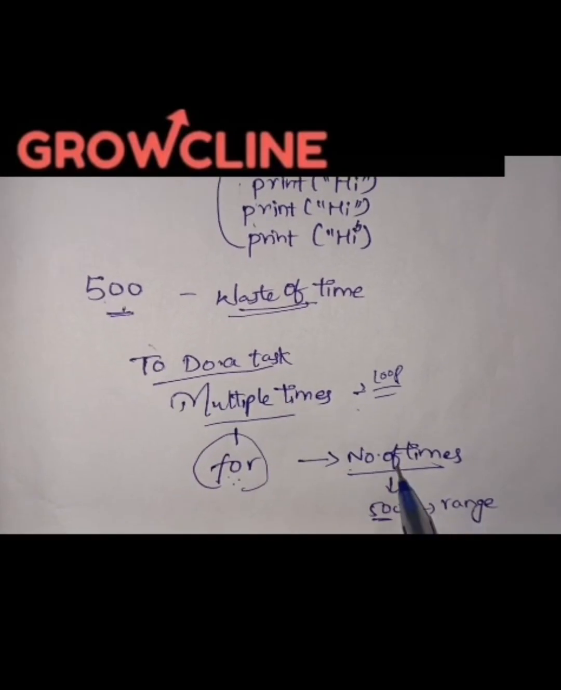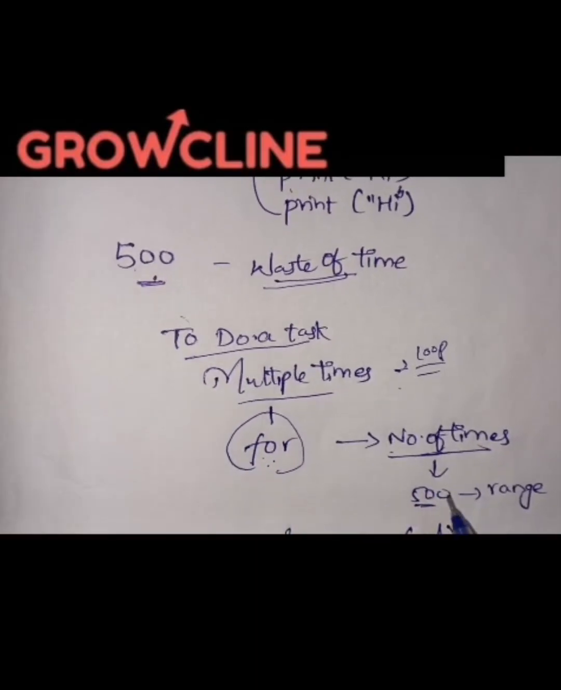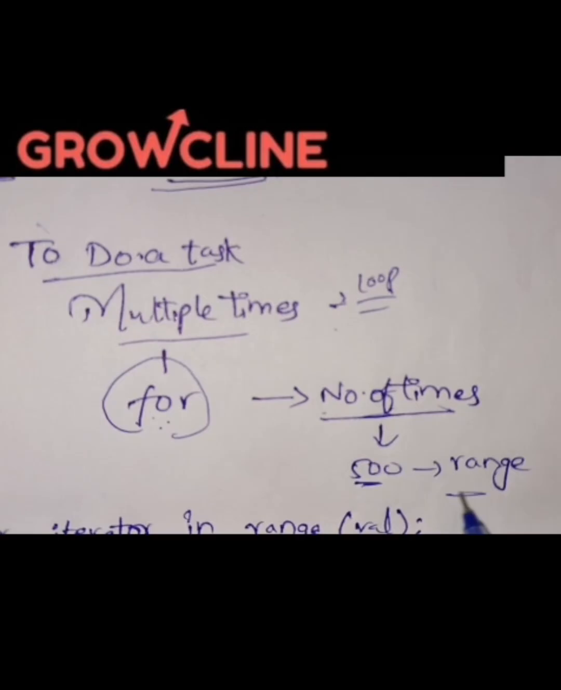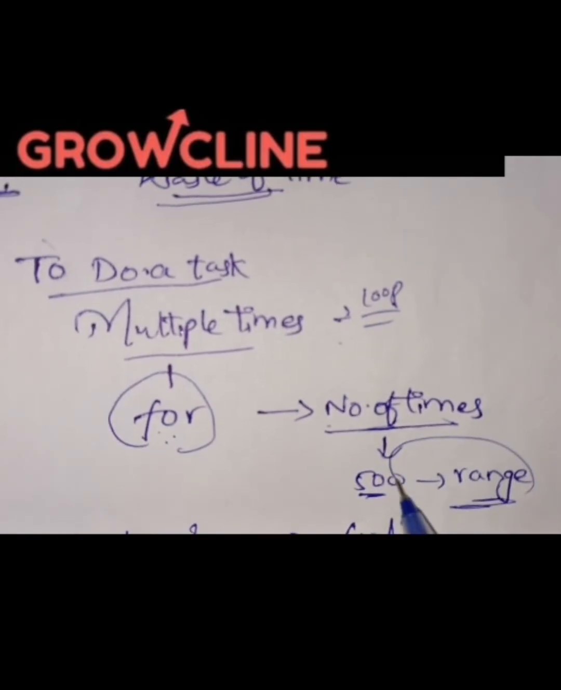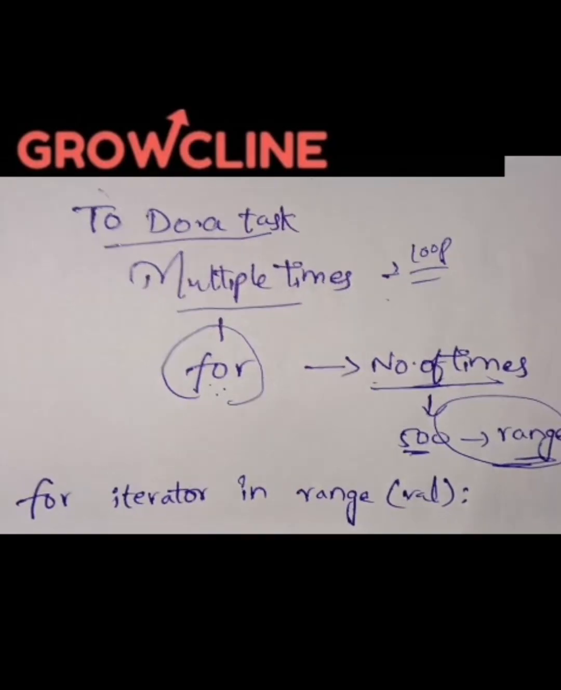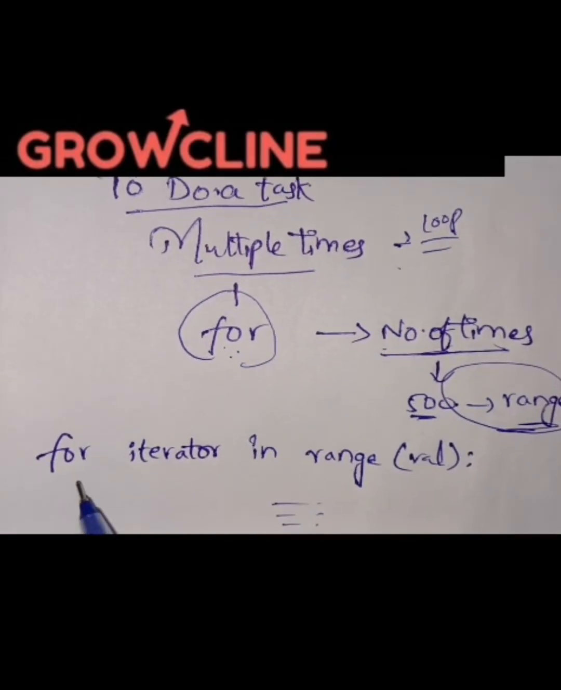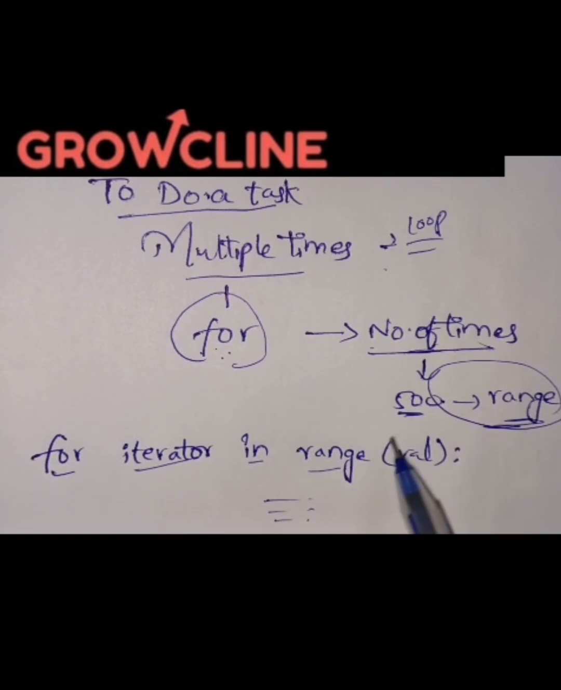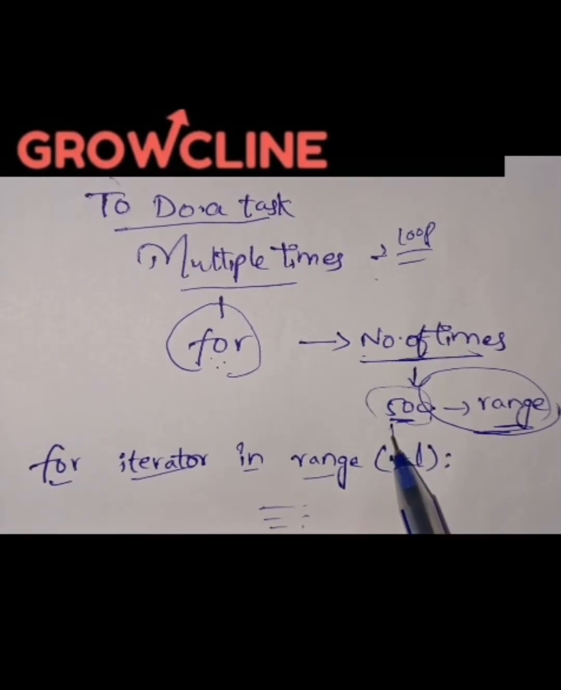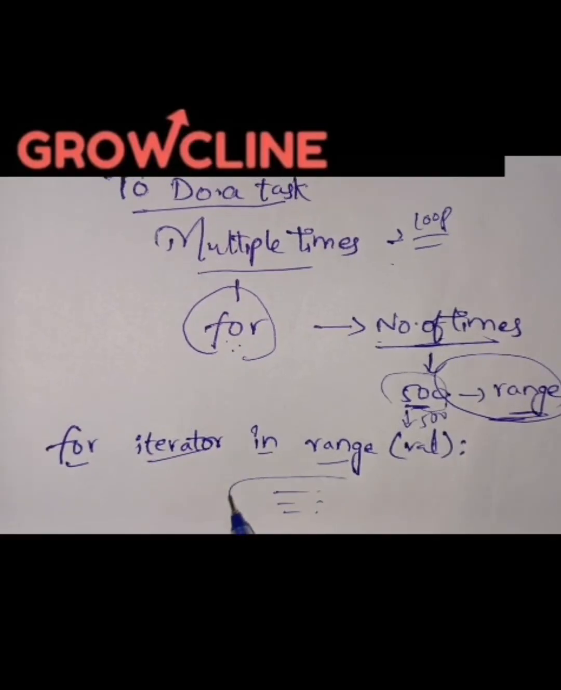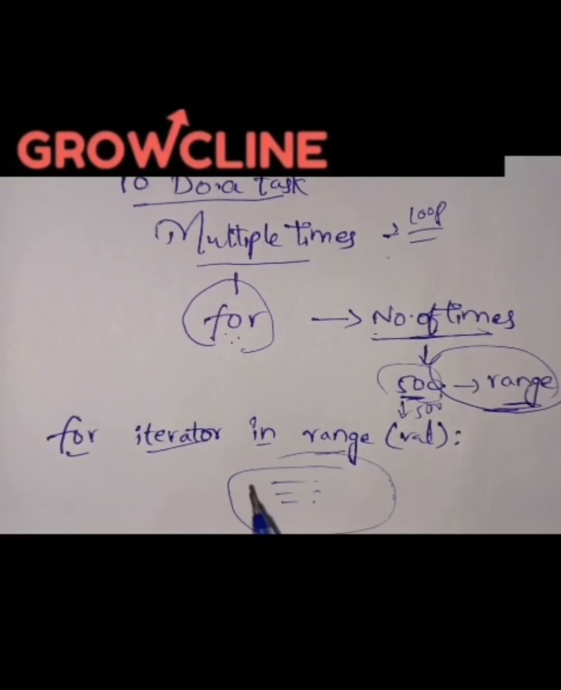For this for loop, I want to pass the number of times I want to print. Here 500 times I want to print hi statement. This 500 is called the range value. Inside the range function, we have to pass this 500 value. Let us go through the syntax of for loop. For iterator in range value, here 500 is the value we have to pass inside the range function. It tells us how many times we want to do a particular task inside the for block.